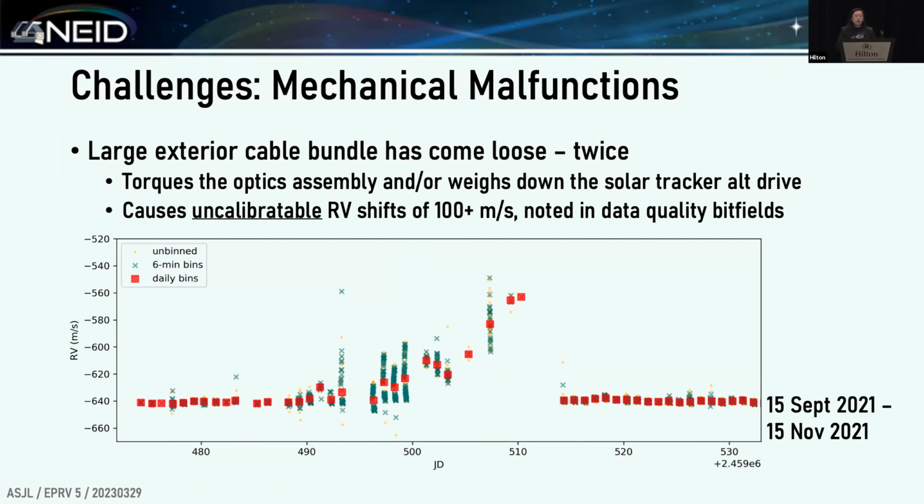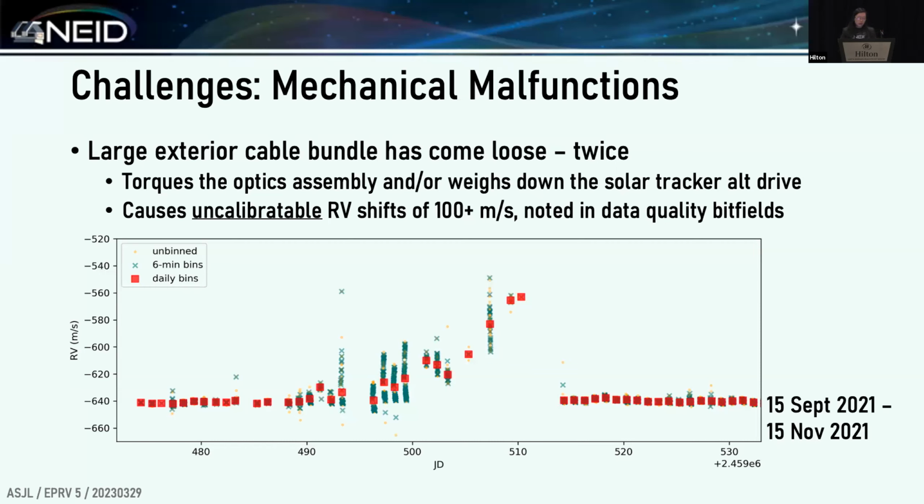Unfortunately, this is uncalibratable in the sense that it's not something that we can take out just by comparing it with a wavelength solution. This is due to the solar tracker itself. It's not a larger NEID instrumental problem that we can easily deal with.